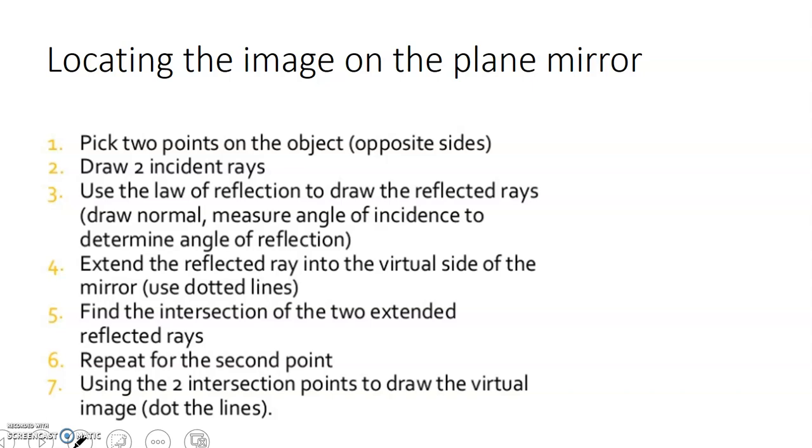Now the light from those 2 points should be drawn using the incident ray. Use the law of reflection to draw the reflected ray. So once the incident ray hits the plane mirror, it reflects back using law of reflection. Extend the reflected ray into the virtual side of the mirror. So what you have to do is, the reflected ray has to be extended to the opposite side of the mirror. Find the intersection of two extended reflected rays. Repeat for the second point, using the two intersection points to draw the virtual image. So we'll see in detail how to apply these steps.